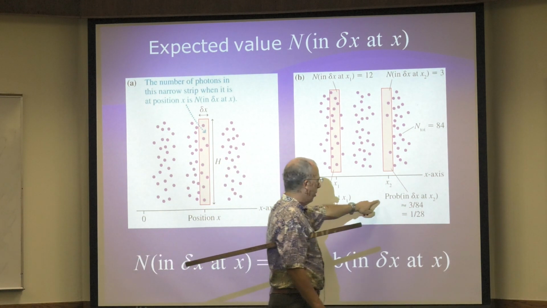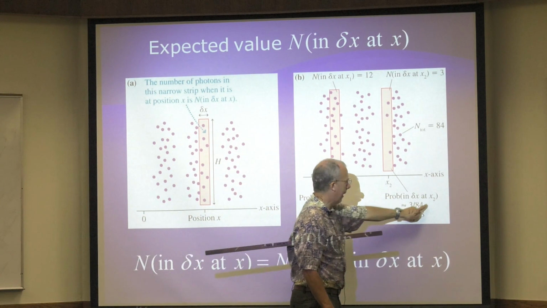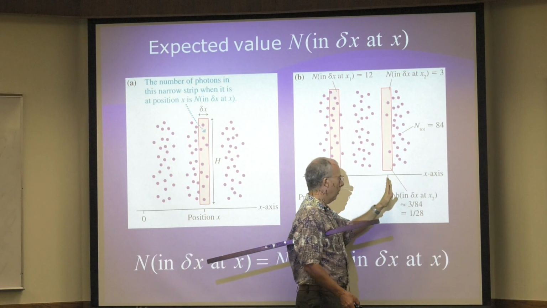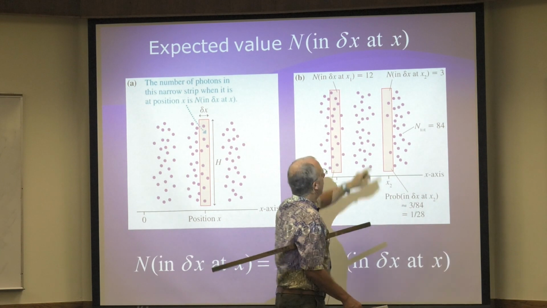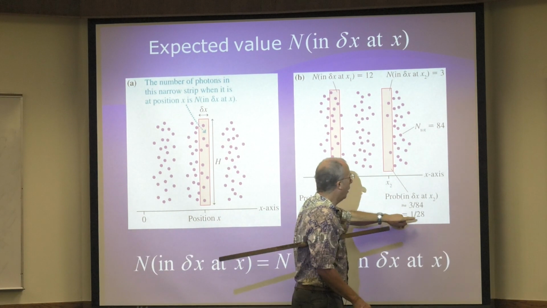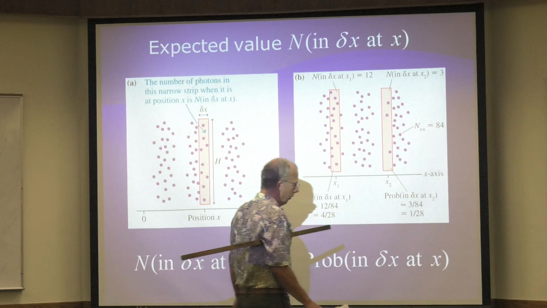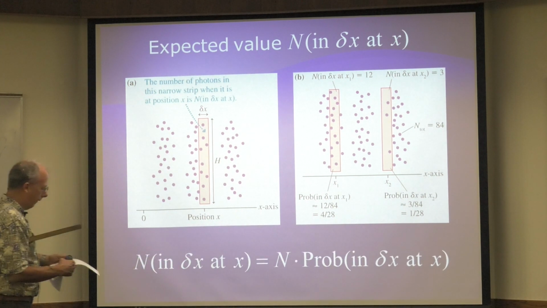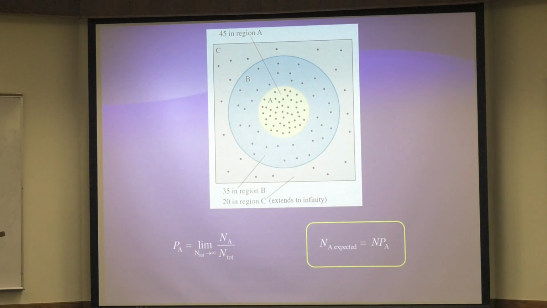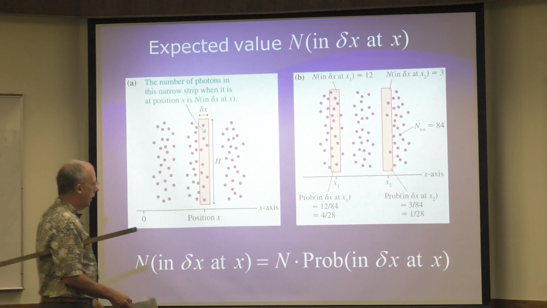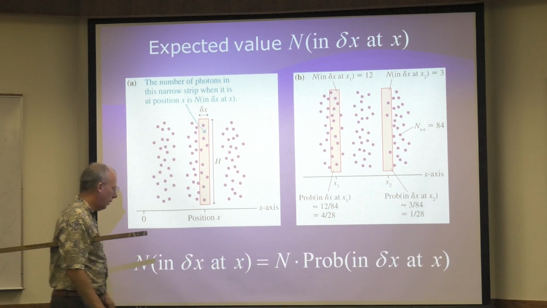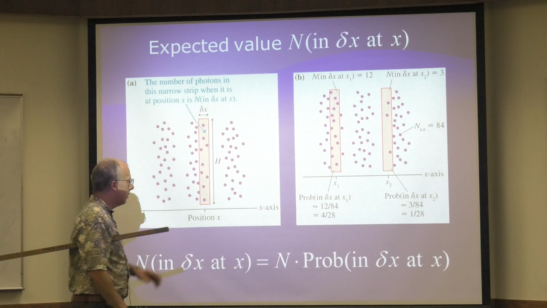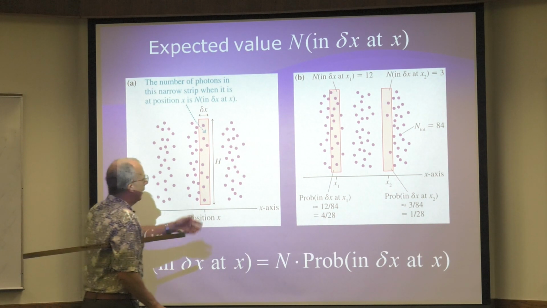And here, the probability that something lands at x2 within some width. You have to say a width, right? So it lands at x2 within some width: 1, 2, 3. That's 3 over 84, which is 1 over 28. So that's just the probability, okay? And then if you wanted to calculate the expected value, you would just multiply the number times the probability. They did it.